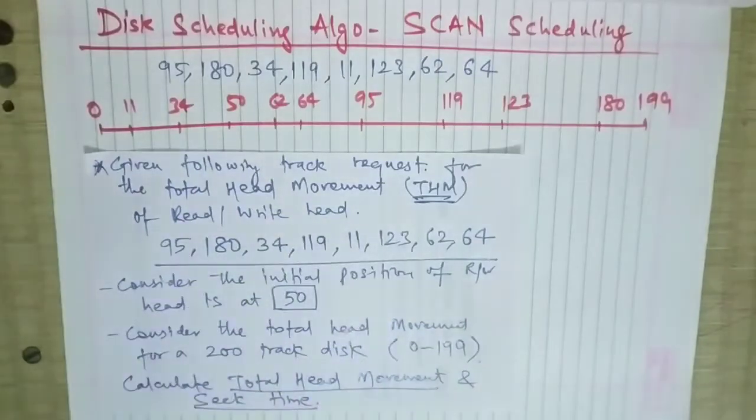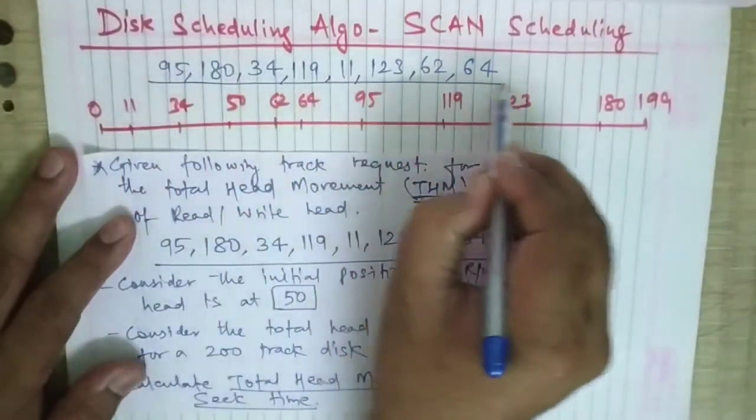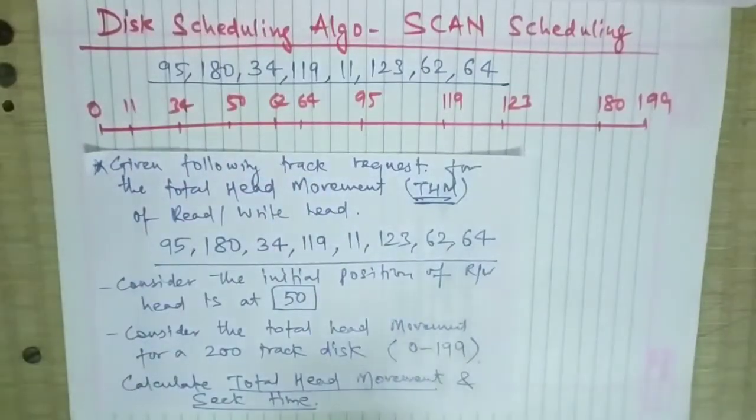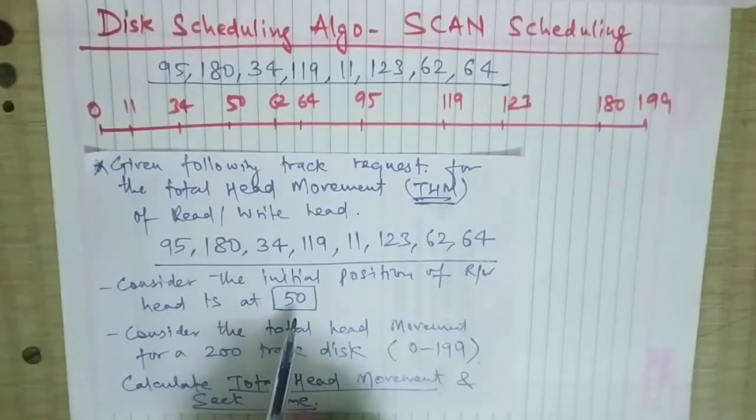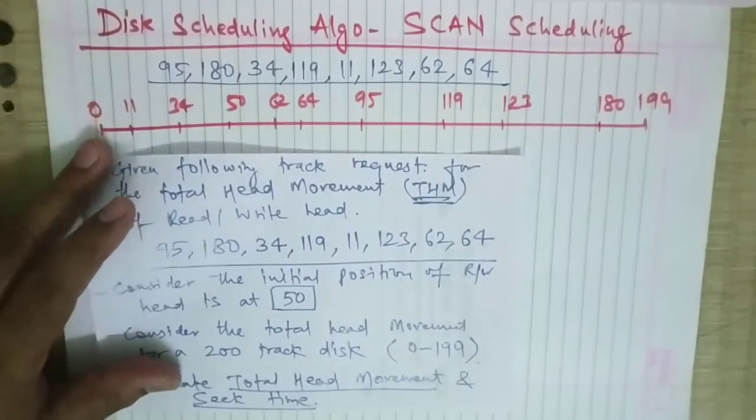Consider the same question. The tracks are 95, 180, 34, 119, 11, 123, 62 and 64. These are the tracks we have been given and we have to solve it according to the SCAN scheduling algorithm. The initial position is again 50, and we have to calculate the total head movement and the seek time. These two things we have to calculate. Okay, let us start.